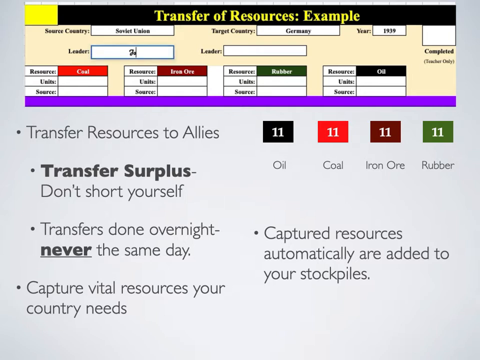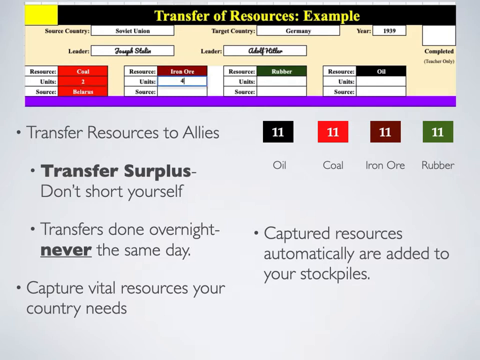So we have Joseph Stalin and Adolf Hitler. Now in the real simulation, you'd be putting in your student names as the leaders of those countries. And so now the first resource that's going to go out is going to be 2 units of coal. And the source for that is Belarus, because it has to come from a specific target area.